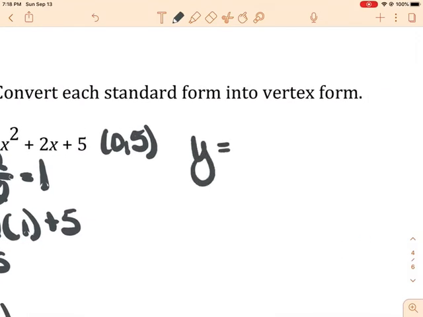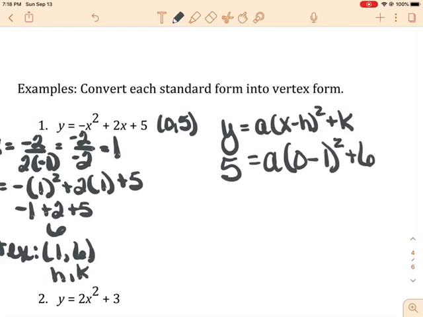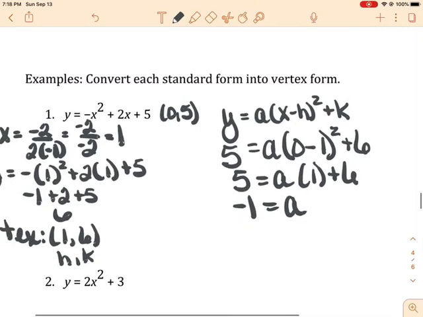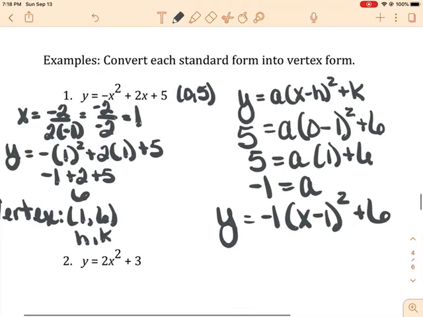So y equals a times quantity x minus h squared plus k. Okay, so I'm going to put in 5 for y, a times (0 minus 1) quantity squared plus 6. Okay, so 5 equals a, that's just 1, plus 6, subtract 6, negative 1 is equal to a. And that's what we have there, so y equals negative 1 times quantity x minus 1 quantity squared plus 6. So really you only have to find the vertex.